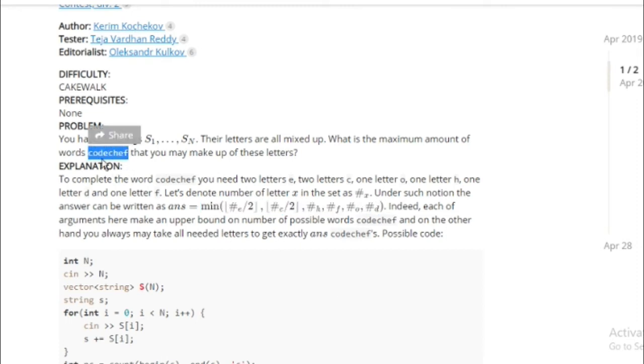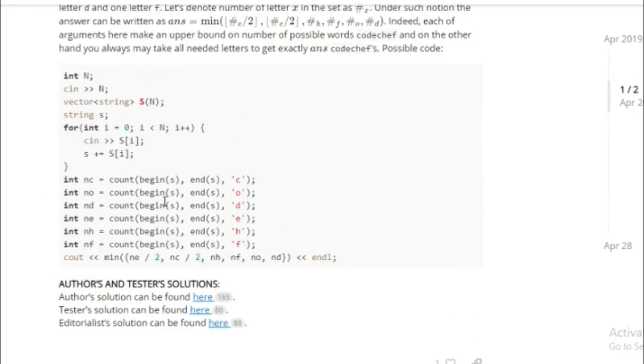Here's the trick. As I said, only one ingredient is sufficient to make the food, that is CodeChef. So why 2 C, why 2 E? Only a single C is enough. So that's why they have done E by 2 and C by 2. With the others they have written the same. Okay, the answer is the minimum of this. And then they have given this.